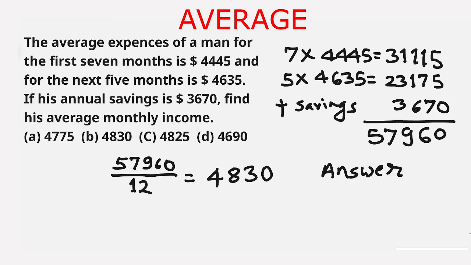So the average monthly income of the person comes out to be $4,830. And from the given options, our answer is option B, 4,830. Instead of dollar, it can be any currency and it doesn't make any difference in solving the question whether it is dollar or any other currency. I hope you have understood the method of solving such type of questions.